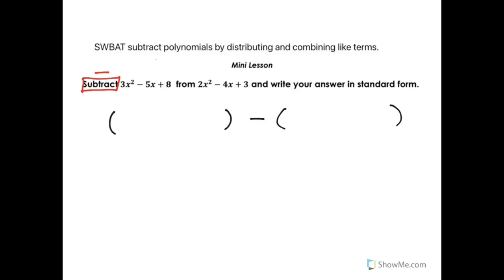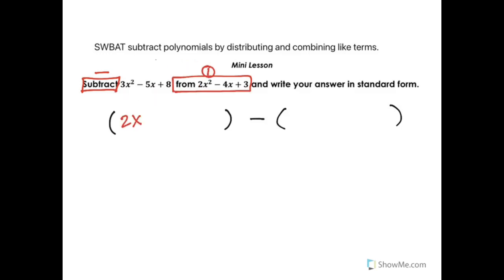Now, in the problem, there's always going to be a keyword that is going to tell you which one to put first. Here it says, subtract 3x squared minus 5x plus 8 from 2x squared minus 4x plus 3. This keyword "from" tells you to switch the order of how you see these two polynomials, which means that whatever you're subtracting from, in this case, this polynomial here, is going to come first. And what you're subtracting from that, which is this, will come second.